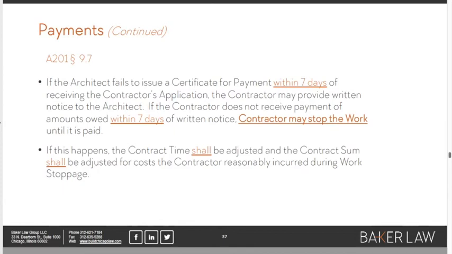Because if that happens, if you read to the bottom of this slide here, the contract time, meaning how much time the GC has to complete the work, shall be adjusted. Not might be adjusted, shall be adjusted. And the contract sum, the amount of money that the contractor is to be paid, shall be adjusted. Shall is as declarative of a word as lawyers have thought up yet.